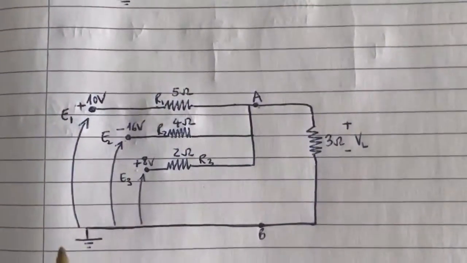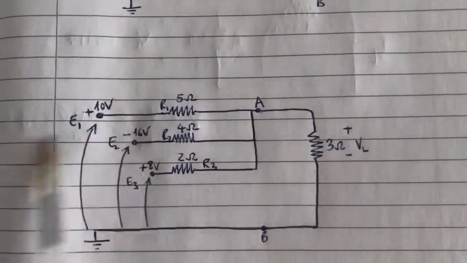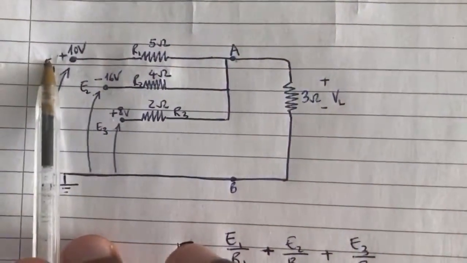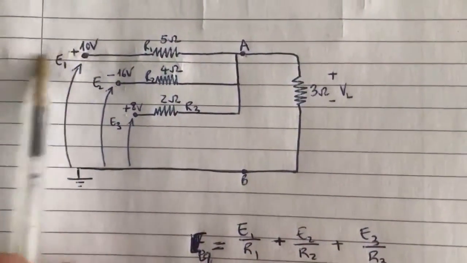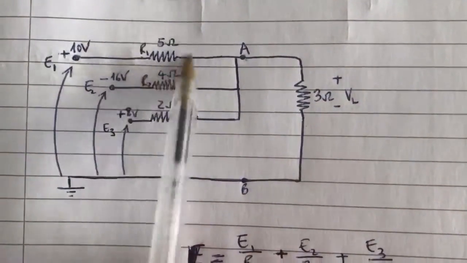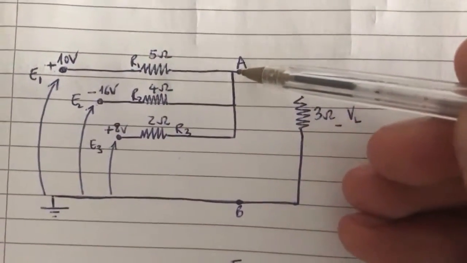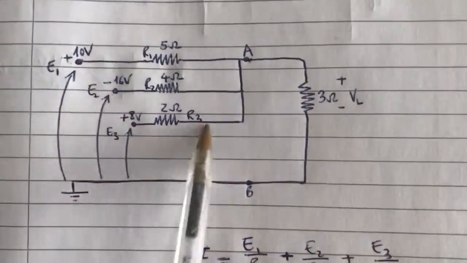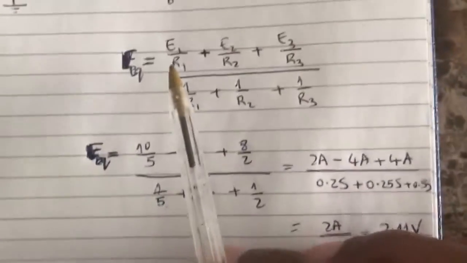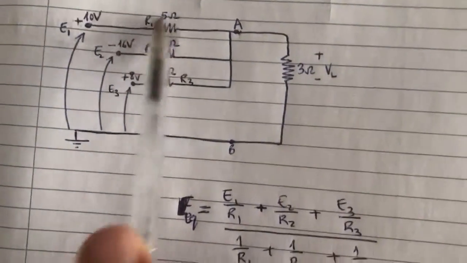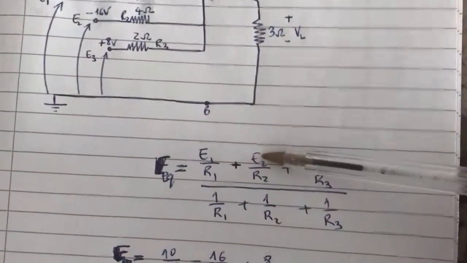Using Millman's theorem, we find an equivalent voltage based on a formula which says that for every parallel branch, you should be able to identify the source voltage and the resistor that connects to the given point where you're looking to determine a voltage. You should do the same thing for all the branches that connect to that point. So E equivalent will be equal to E1 over R1, which is this voltage source which connects to A through R1, plus E2, which is this.